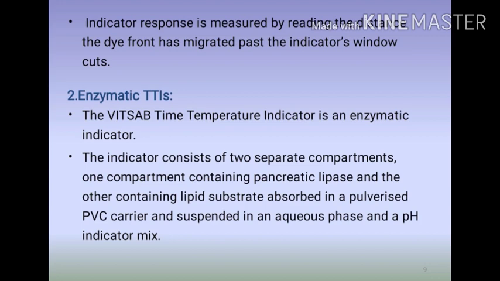Two is enzymatic based time temperature indicators. Here I'll take the example of the Vitsab time temperature indicator, which is an enzymatic indicator. Before activation, the indicator consists of 2 separate compartments in the form of plastic mini pouches. One compartment contains an aqueous solution of a lipolytic enzyme such as pancreatic lipase. The other compartment contains the lipid substrate absorbed in a pulverized PVC carrier and suspended in the aqueous phase and a pH indicator mix.